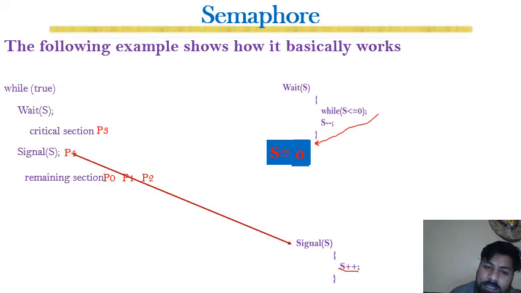So this is basically how semaphores work. You can see how simply they are implemented and how quickly they are used. The only technical thing is that once a process is in the wait function or the signal function, no other process can enter that section, and interrupts are disabled in a single processor system.